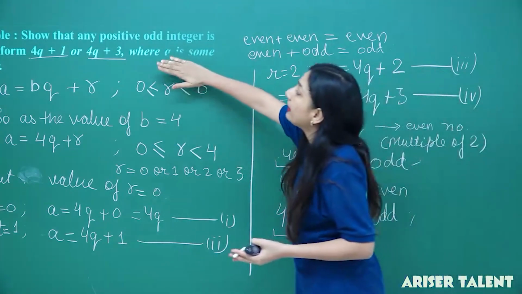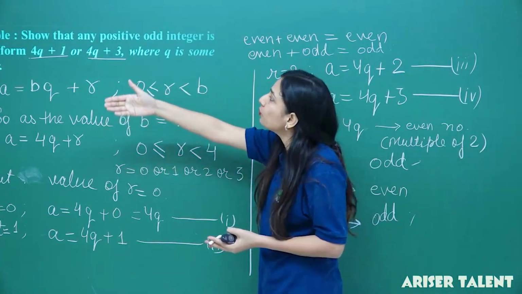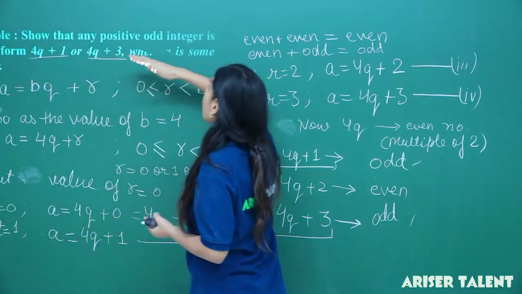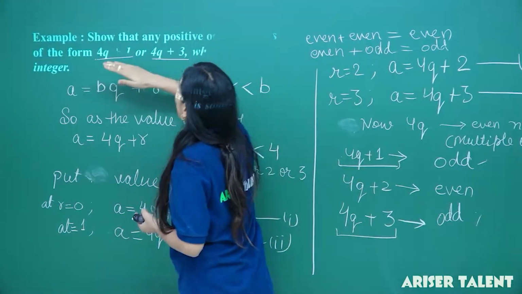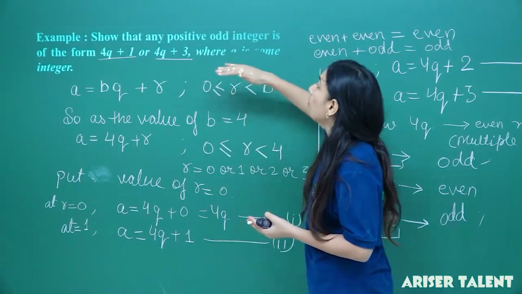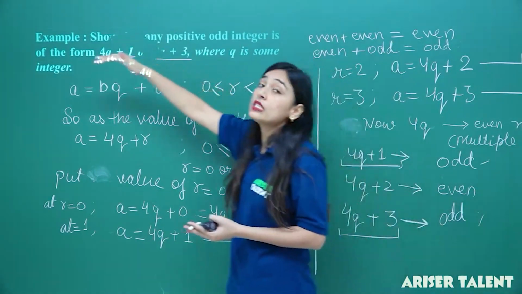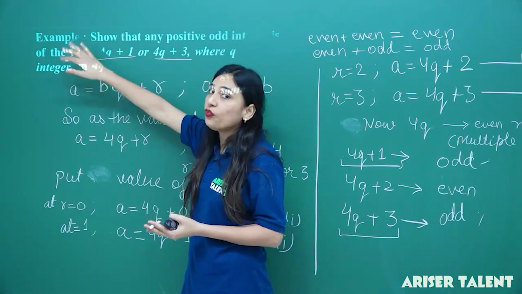And look here, what we actually have to prove is the same. Show that any positive odd integer is of the form 4q plus 1 or 4q plus 3 where q is some integer. So we have proved it.